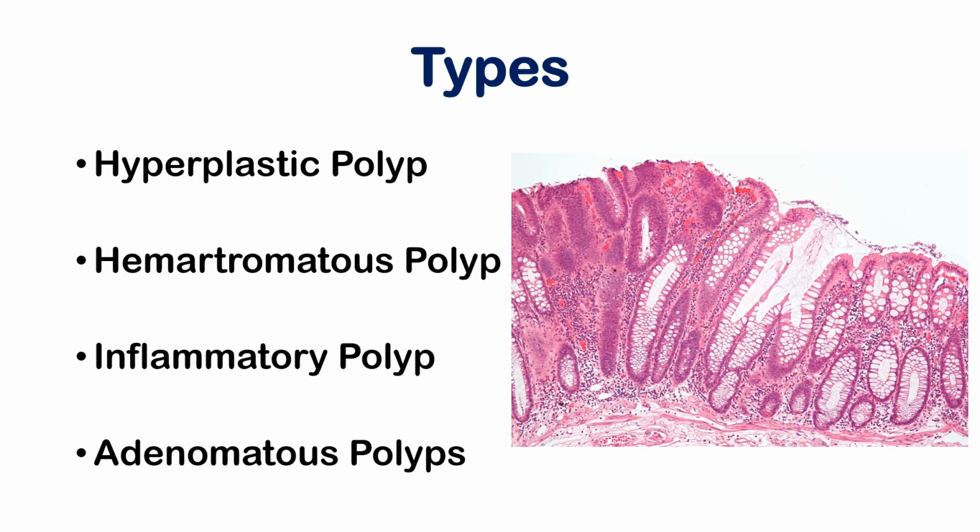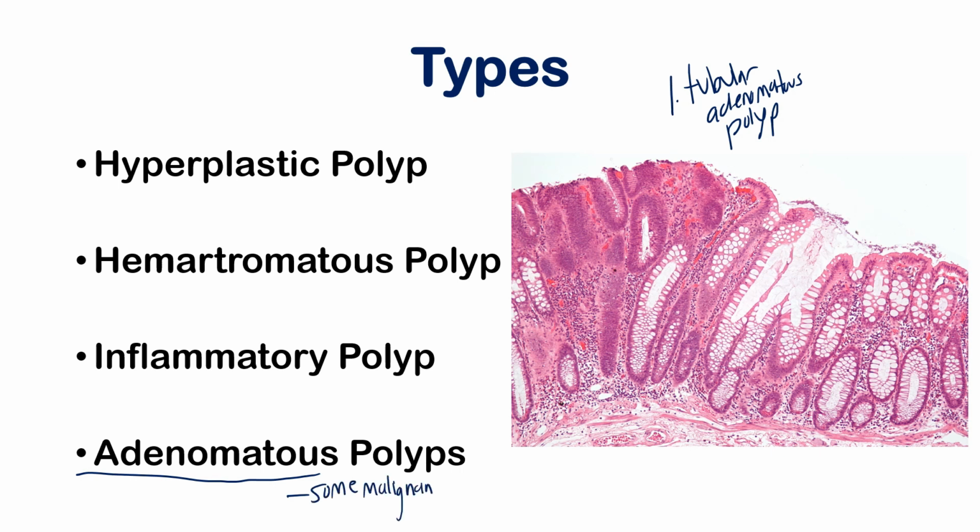Let me clear the writing. The first one I said is tubular, and that's what's shown here. Tubular adenomatous polyp. They're called adenomatous because an adenoma is like a mass, you could say a cancer, a glandular cancer. So these polyps all have some malignancy potential, and some of them more than others. These are the ones out of all of them that can become malignant.